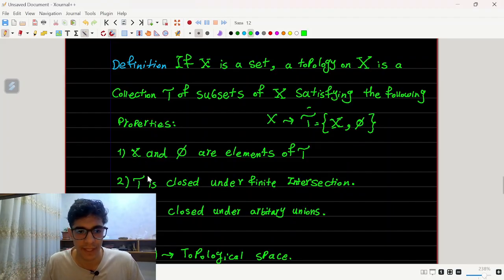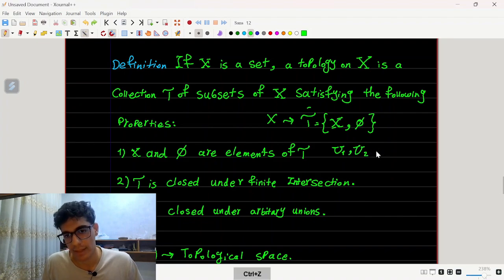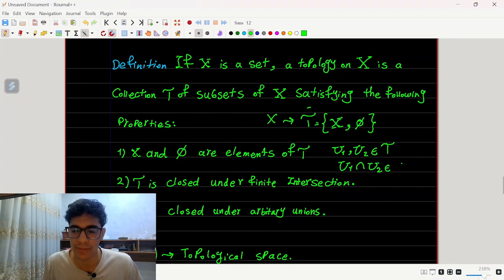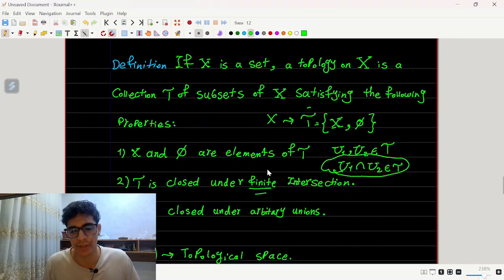So these are the first condition. Then the second condition tells us that T is closed under finite intersection. So basically, let's assume that 2 sets, let's say U1 and U2, are members of our curly T, then U1 intersection with U2 should also be a member of curly T, and by induction you can conclude this for any finite number of sets. So this is the necessary condition, this is the generalization, and this is the second condition.